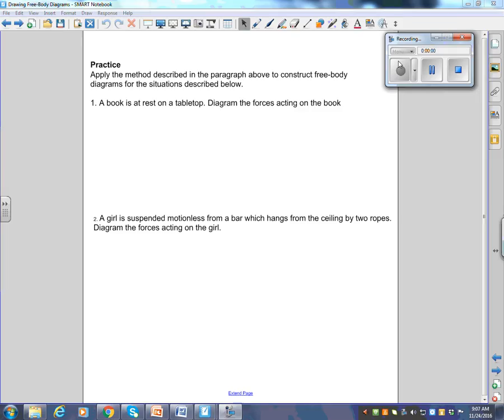Here we go. We're drawing free-body diagrams. Apply the method described in the paragraph above to construct free-body diagrams for the situation described below. Book is at rest on a tabletop. Diagram the forces acting on the book. This is probably the easiest one of the day.